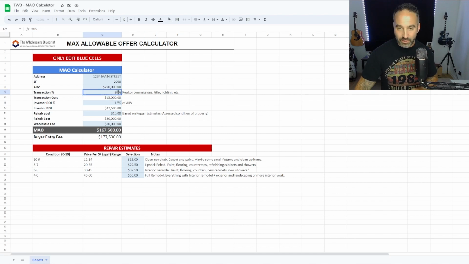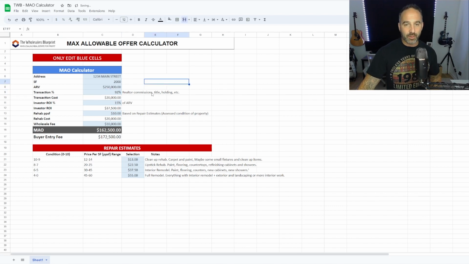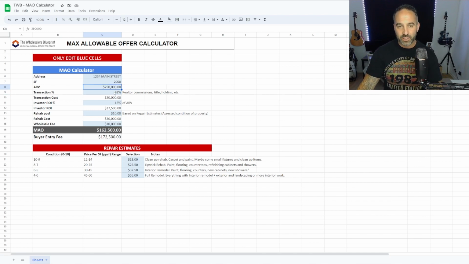This number we're calculating is really going to be for the person we sell the property to. So when we wholesale it to somebody who's going to flip it, they want to know how much they're going to walk away with. And they're going to get to that number by taking the ARV and minusing the transaction costs on the sale side of it. So my suggestion, if you're new, is just keep this number at 92%. It's going to be 92% of the ARV on the property.